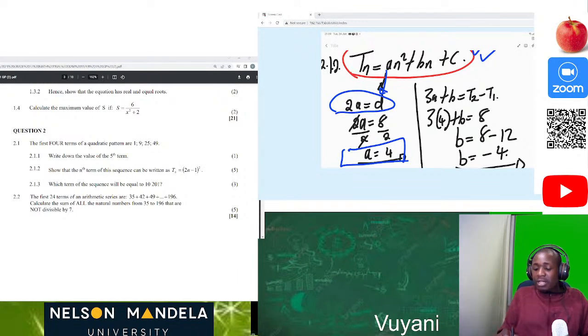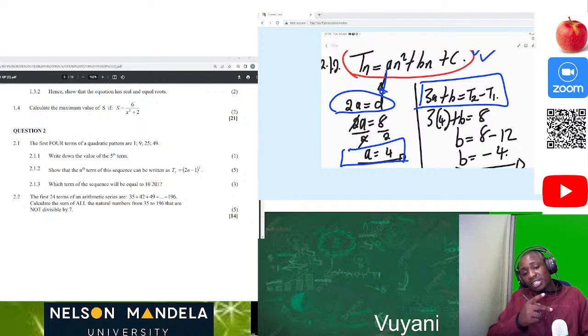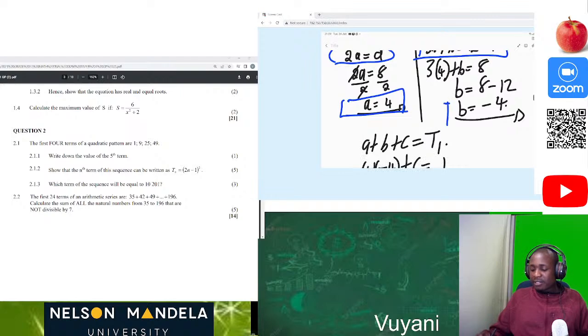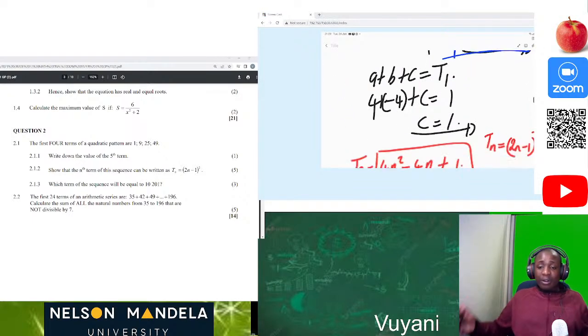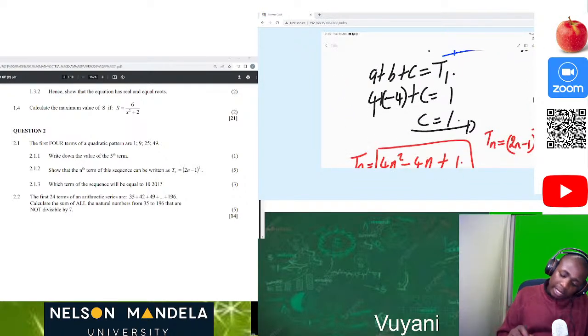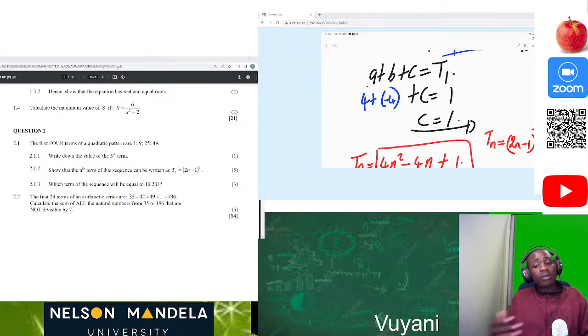Now we substitute in this nice equation which says 3a plus b is equal to t2 minus t1. Then we substitute the value of a which we have found earlier on. Then now we can get our value of b to be negative 4. Then we get another mark, another mark, another mark. Now we are on 3 marks. Now in order for us to get the value of c, a plus b plus c is equal to t1. Then we substitute here. We had our a to be 4, then we have our b to be negative 4. So 4 minus 4 is just 0.